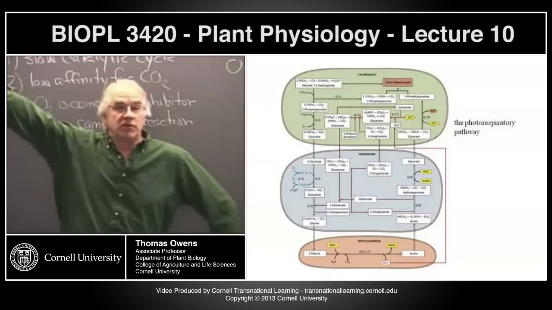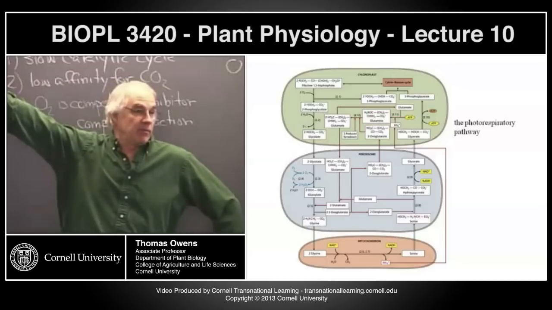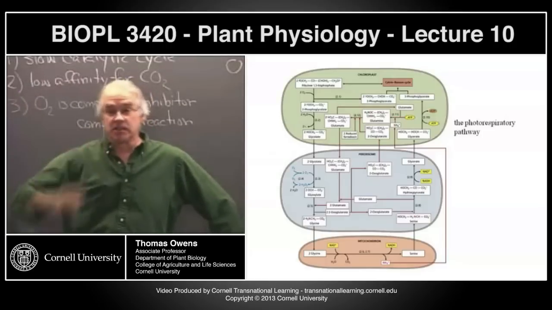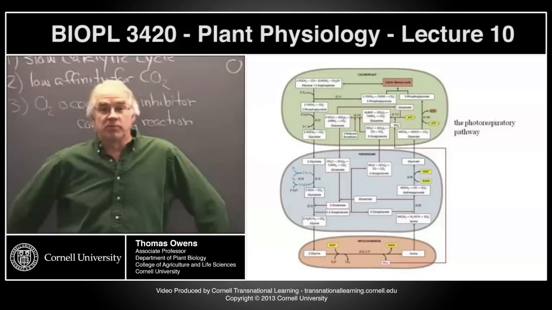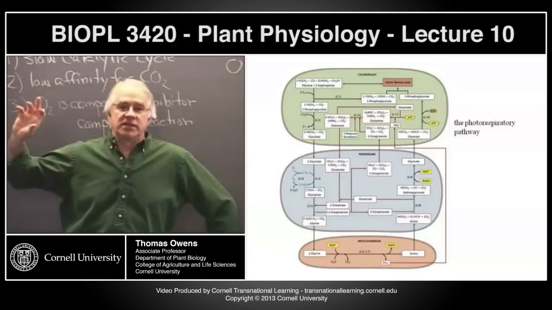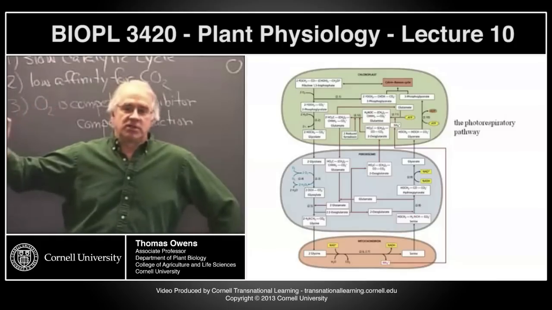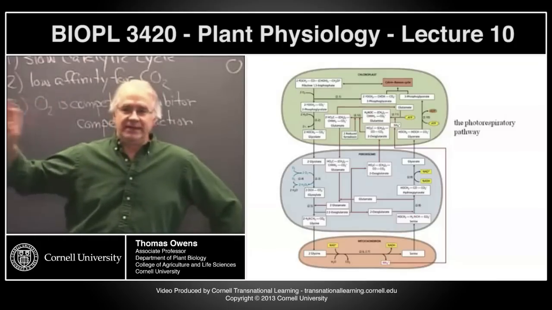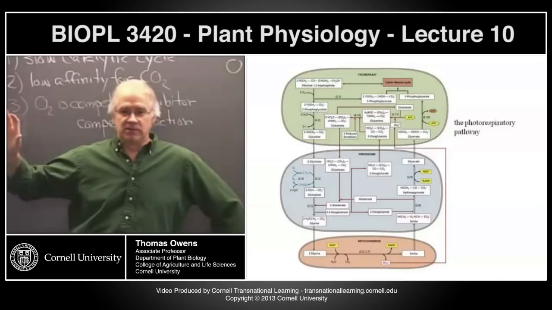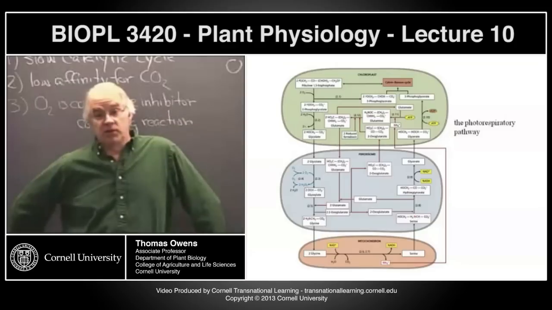Well, one thing we know for sure is glycolate could be a problem, right? If you can't get rid of the glycolate, that's going to be a problem. But it turns out there's a more important problem. Plants that can't do photorespiration are much more susceptible to light-induced damage. And we haven't talked much about this light-induced damage. We'll talk about it on Thursday.